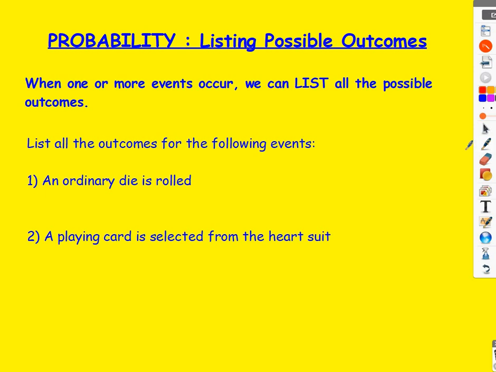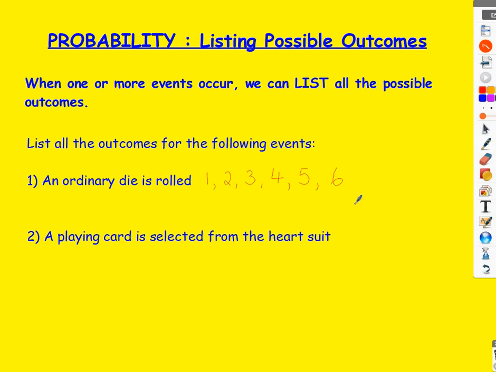So question number 1 says, list all the outcomes for the following event. And number 1 is an ordinary die is rolled. So this is a normal dice, it's rolled, what could the outcomes be? The outcomes you could get on a dice are 1, 2, 3, 4, 5 or 6. Those are all the possible outcomes on the dice or the die. Notice I've numbered them in numerical order. It gives me a better way of checking my results. I haven't gone, for example, 3, then 6, 2, 1. Keep some structure to your work.